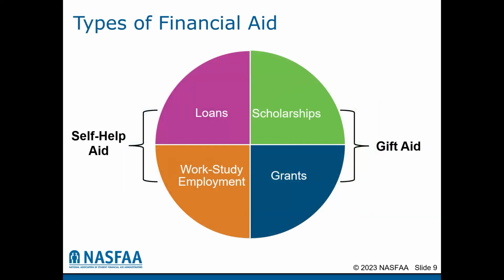Within these categories of financial aid, we have several different types. We consider these types self-help aid and gift aid. Gift aid is money that does not have to be repaid. Gift aid may consist of federal or state grants and scholarships. Self-help aid is money that is earned or borrowed. This consists of federal, state, or private loans and work-study employment.